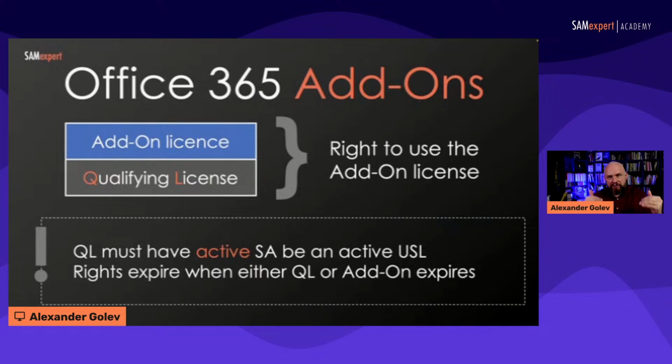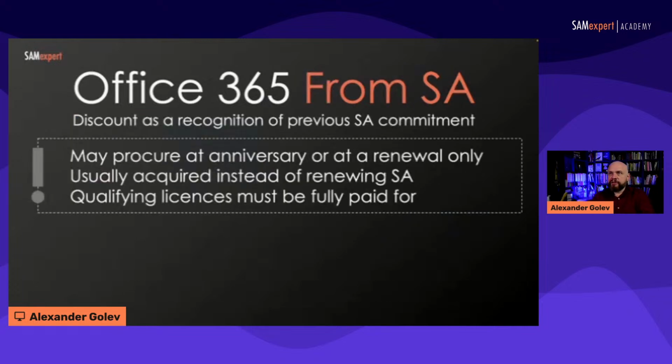When you buy those add-ons, you need to have qualifying licenses. What you need to remember is that when you purchase add-ons, you must have and keep qualifying licenses for those add-ons. Without the qualifying license, you don't have the right to use the add-on license. If that qualifying license is a subscription license and it expires, you can't use the version that you get through the add-on. So I hope you understand this. Really not rocket science.